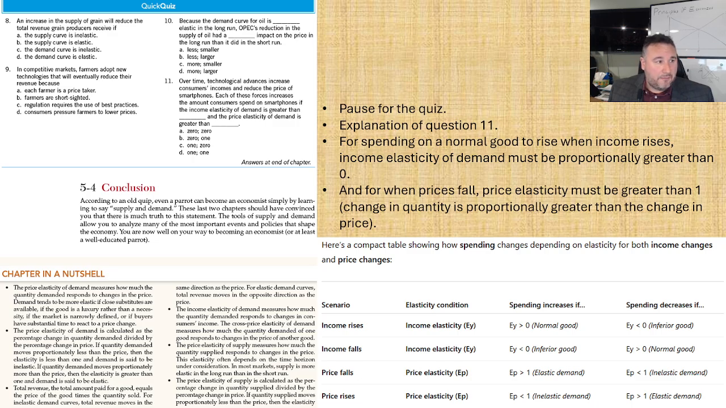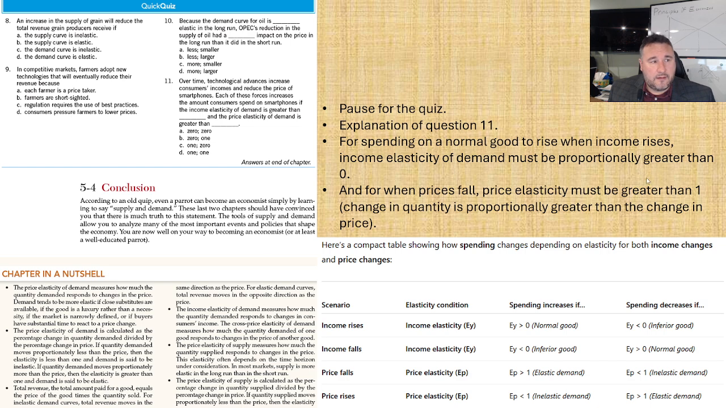For question 9, in competitive markets, farmers adopt new technologies that will eventually reduce their revenue because each farmer is a price taker. A. Question 10. Because the demand for oil is more elastic in the long run, so I think, again, that's the long run, so you've got greater time to make changes. OPEC's reduction in the supply of oil had a smaller impact on the price in the long run than it did in the short run. In the short run, you can't make changes as quickly.